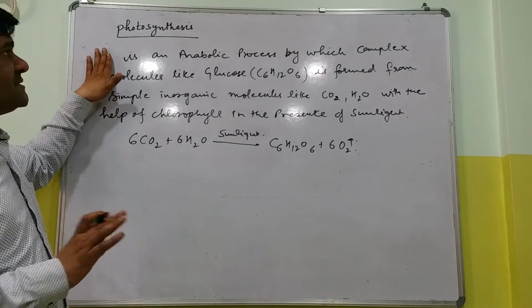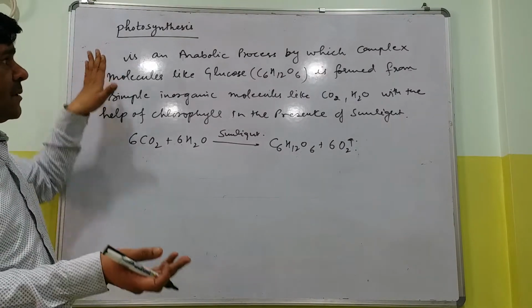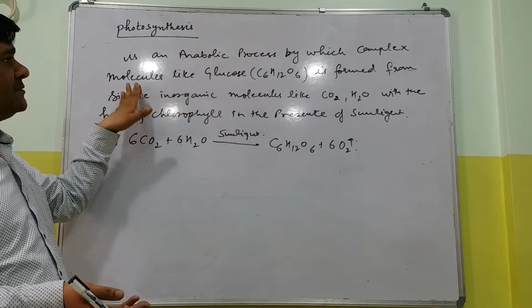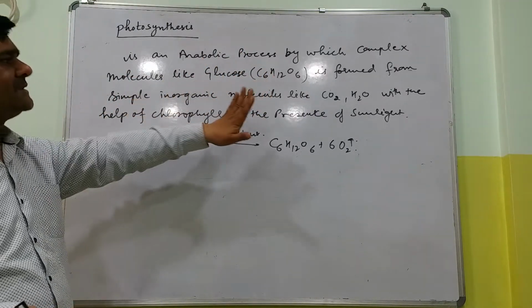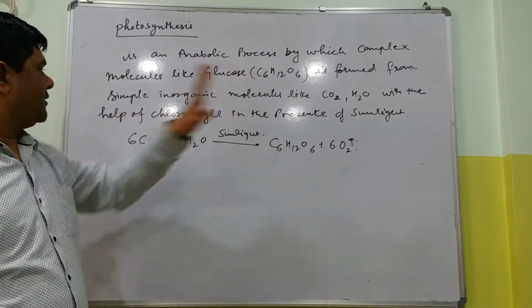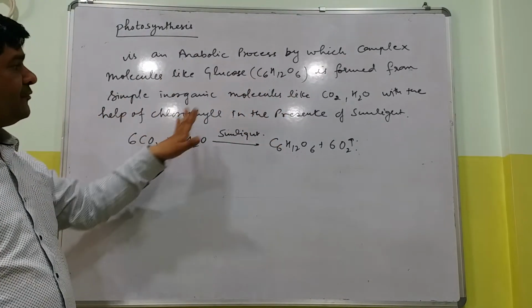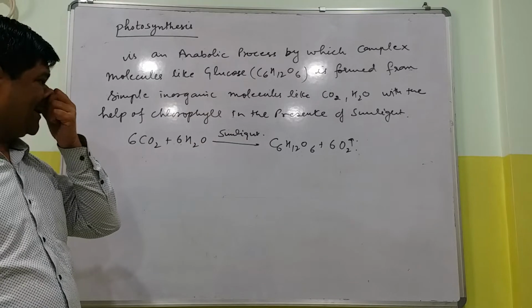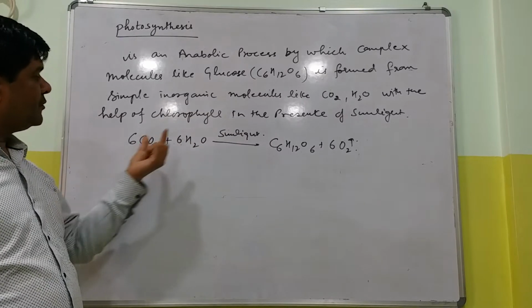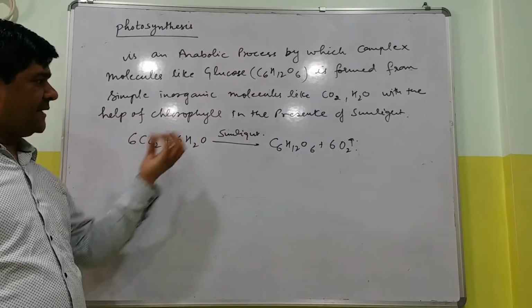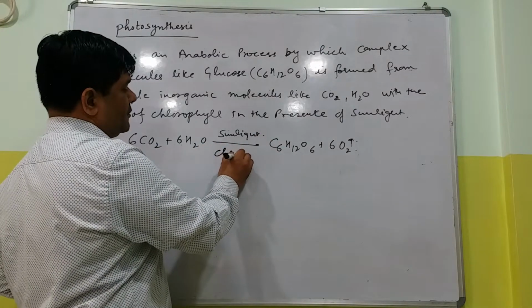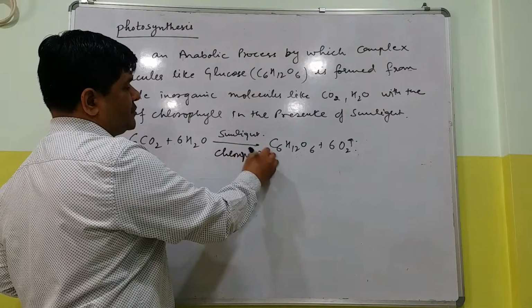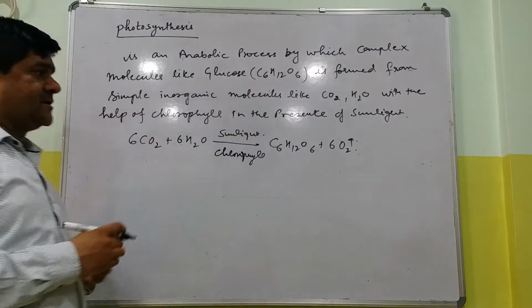So photosynthesis is an anabolic process by which complex molecules like glucose are formed from simple inorganic molecules like CO2 and water with the help of chlorophyll in the presence of sunlight. So 6 CO2 and 6 water molecules combine in the presence of sunlight and chlorophyll to form glucose and oxygen.